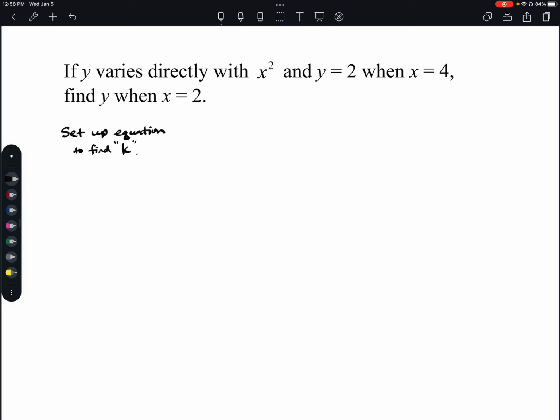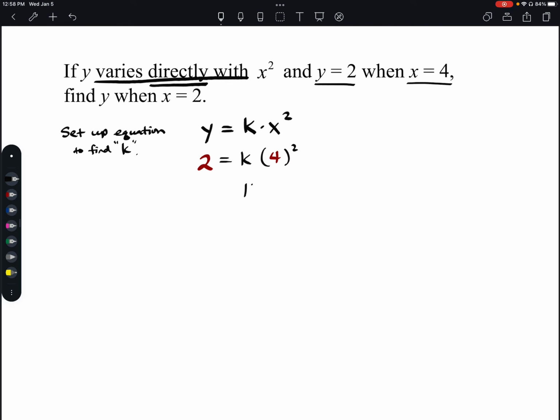So we know since y varies directly with x squared, we could set this up and say y equals k, and remember, varying directly is when we multiply the input times k, so it would be k times x squared. Okay, so that's our direct variation. In order to figure out what k is, we're going to use the given info that y equals 2 when x equals 4. We're simply going to substitute in our 2 and our 4 into the equation, and then we're going to solve it.